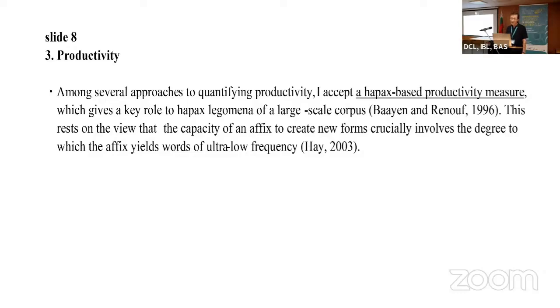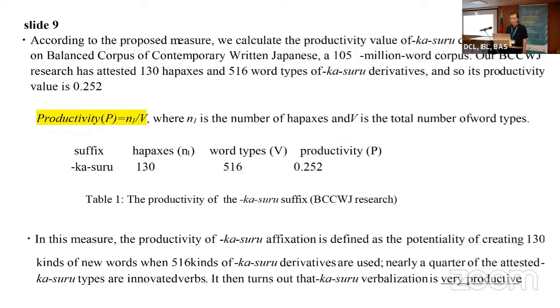This rests on the view that the capacity of an affix to create new forms crucially involves a degree to which the affix yields words of ultra-low frequency. According to the proposed measure, we calculate the productivity value of Kasuru derivation based on the Balanced Corpus of Contemporary Written Japanese, a 105 million word corpus. BCCWJ research has attested 130 hapaxes and 516 word types of Kasuru derivatives, and so its productivity value is 0.252.